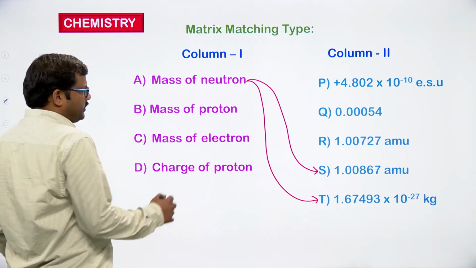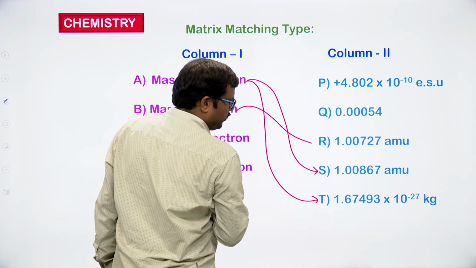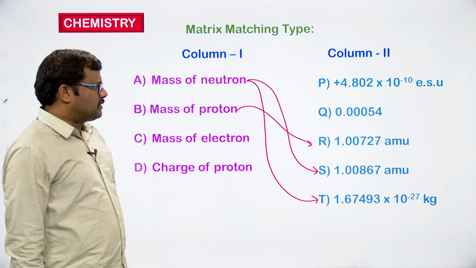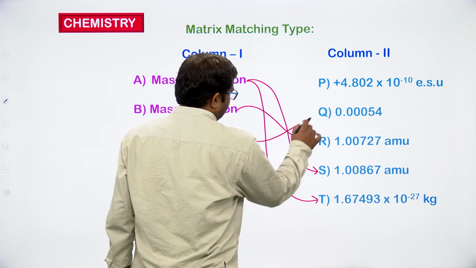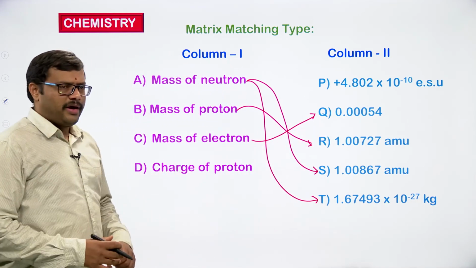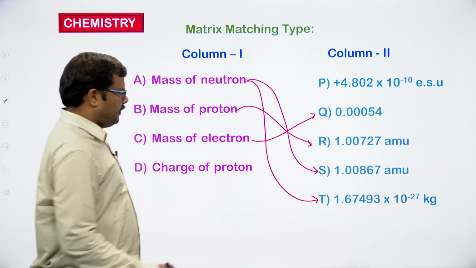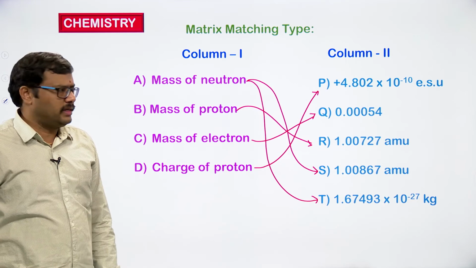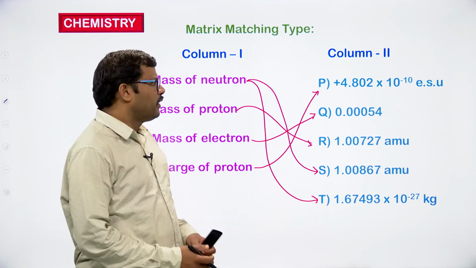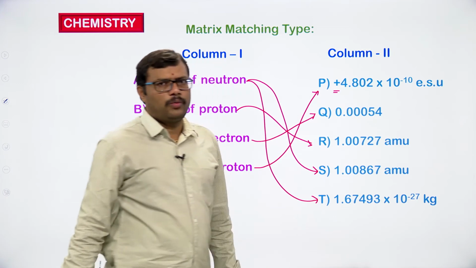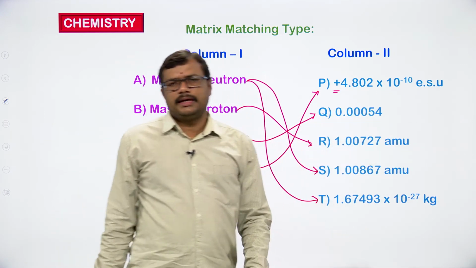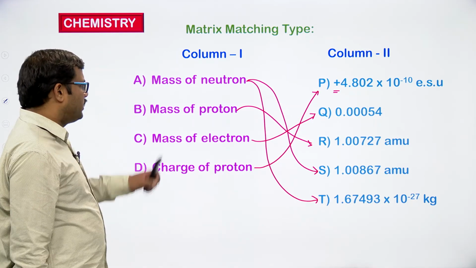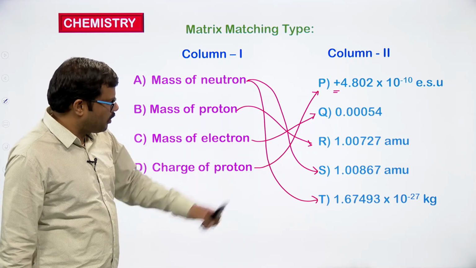Okay. And the mass of proton we know the value is 1.00727 AMU. Okay. Mass of electron is 0.00054. Charge of the proton is plus 4.802 into the power of minus 10 ESU. In terms of ESU, the positive value plus 4.8 into the power of minus 10 is the charge of a proton. Okay. So, charge of proton, mass of electron, mass of proton, mass of neutron are correlated.